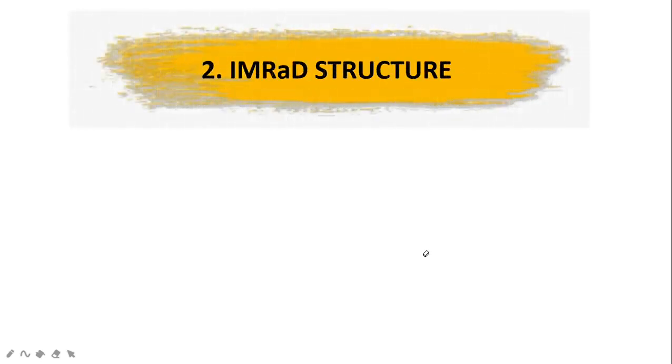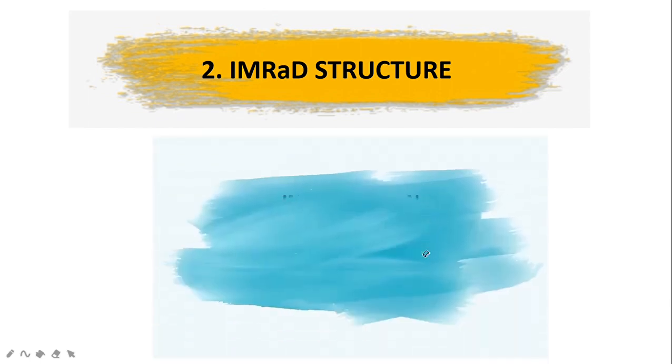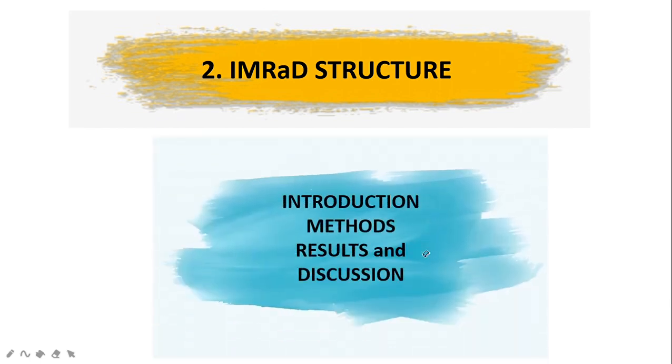So the next part is the IMRAD structure. It consists of introduction, methods, results, and discussion. It is often used in the research paper.